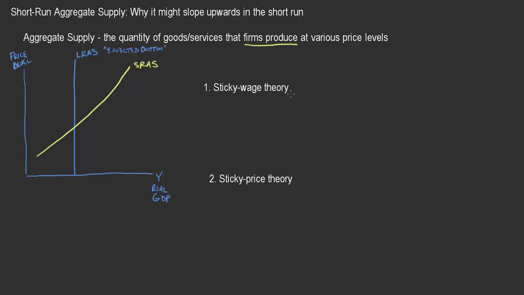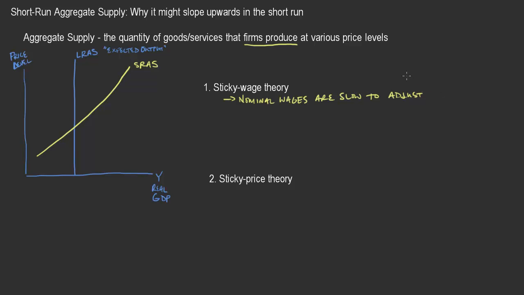So a couple theories here. The first one is the sticky wage theory, and this is the most common one in economics. We've come into contact with this throughout economics. Sticky wage theory is really saying that nominal wages are slow, or sticky. That the nominal wages that you pay your employees are slow to adjust, particularly that they're slow, or sticky, to adjust to changes in the economy.